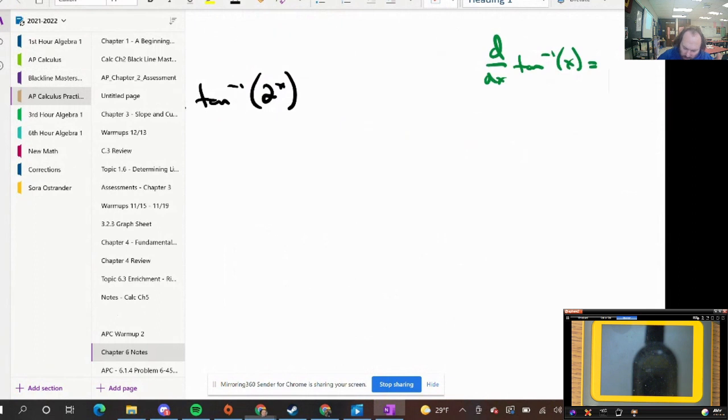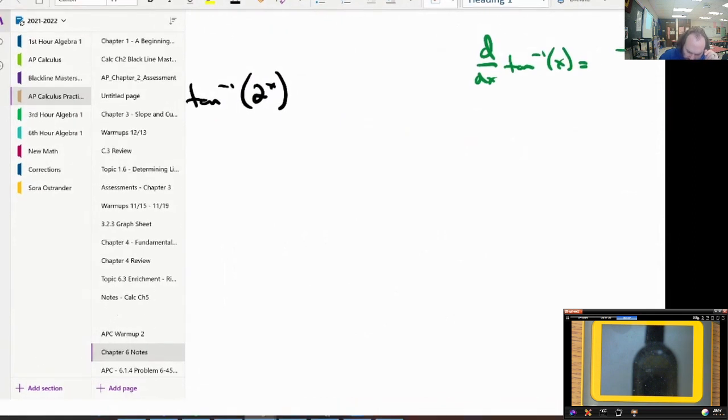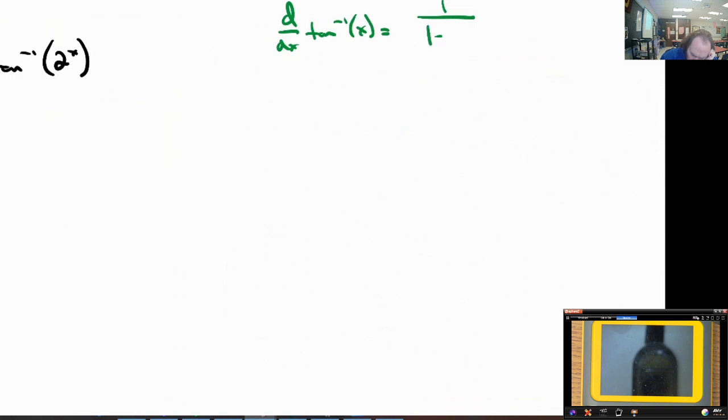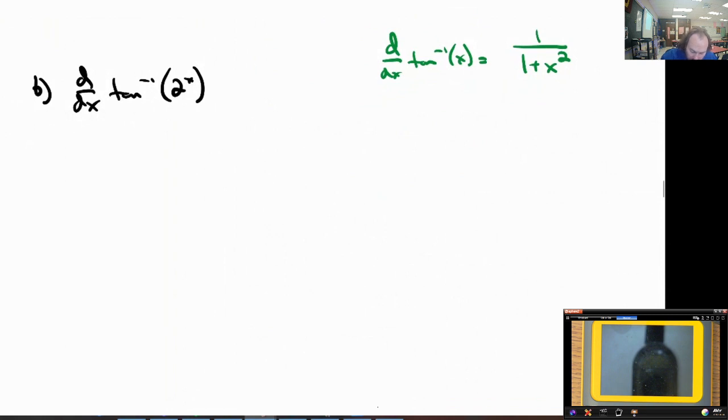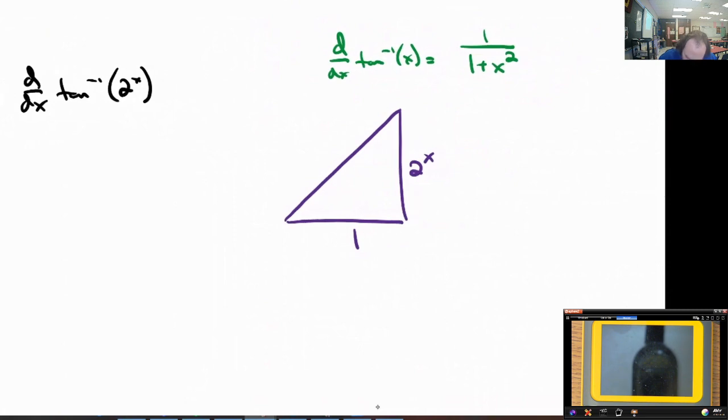So you can skip a lot of work in this problem if you know what that derivative is. In this case, it's 1 plus x squared on the bottom of that. So honestly, if you are good to go with this, you can skip straight to the end of this problem. But I am going to work through this one as if we did it as part of our regular work today. So let's go ahead and think about a right triangle here whose tangent is 2 to the x over 1. That means that the third side of the thing is going to be 1 squared plus 2 to the x squared equals the hypotenuse squared. And so the hypotenuse will be the square root of 1 plus 2 to the 2x power.